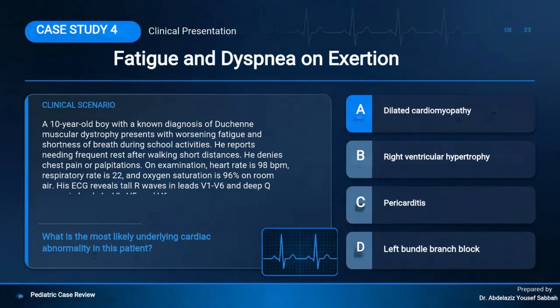A 10-year-old boy with a known diagnosis of Duchenne muscular dystrophy presents with worsening fatigue and shortness of breath during school activities. He reports needing frequent rest after walking short distances.